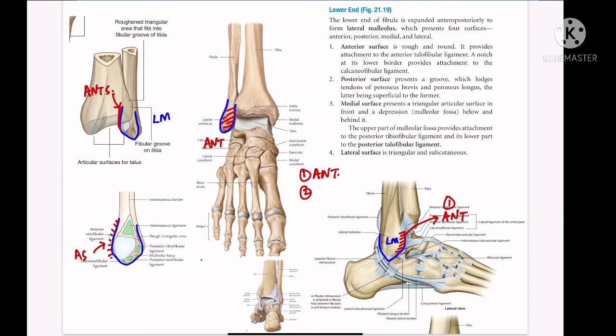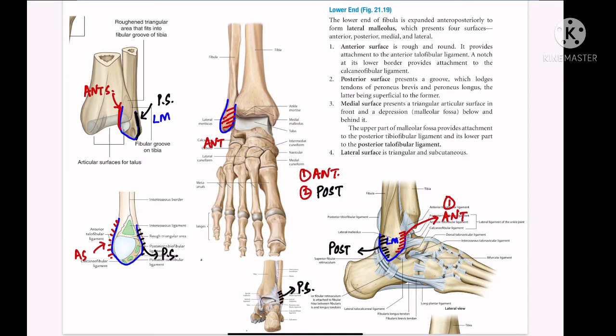Let's see the posterior surface. It is opposite the anterior surface. This is the posterior surface. And then the medial surface and the lateral surface.